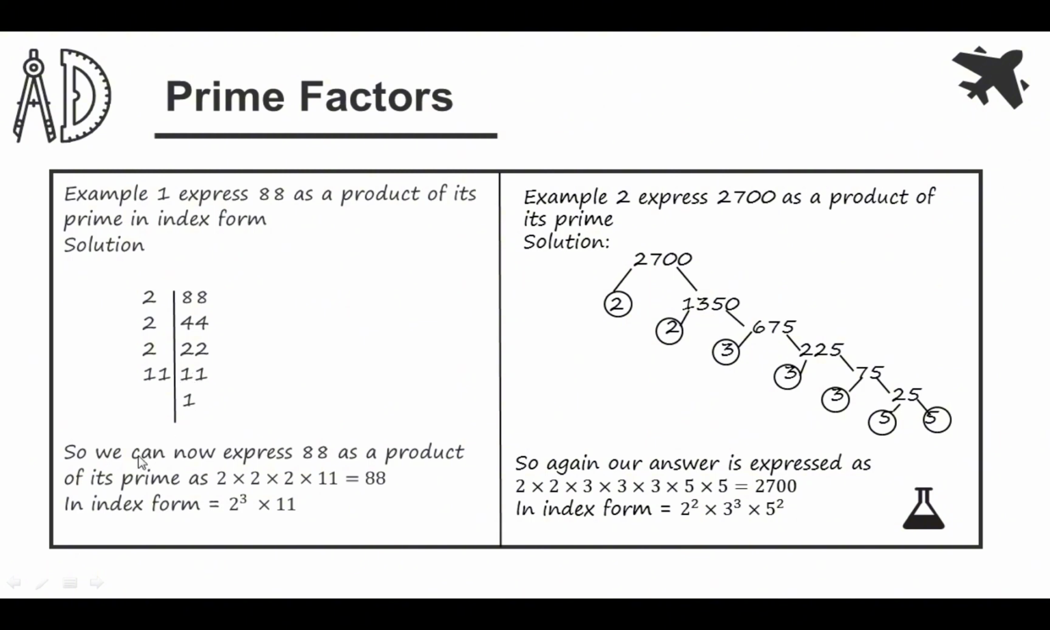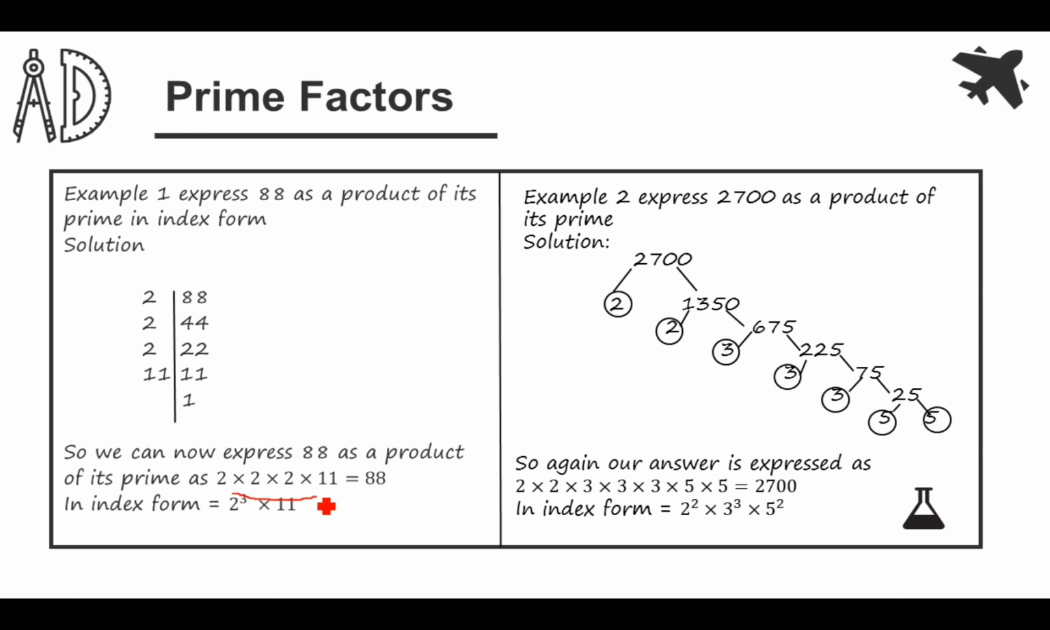It's only 11 that can divide 11. So 11 divided by 11 will give us what? 1. So now we can express 88 as a product of its primes as 2 times 2 times 2 times 11. When you multiply it using your calculator, we'll have 88.